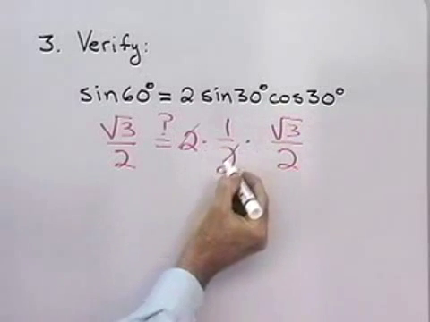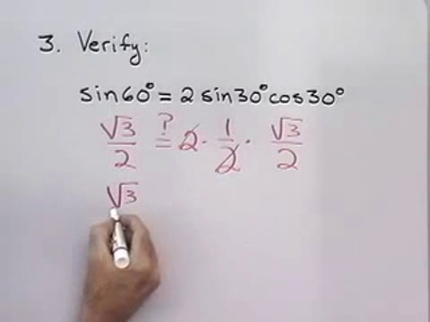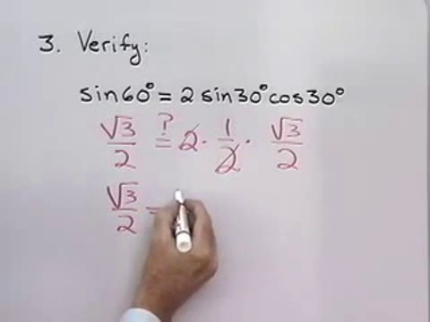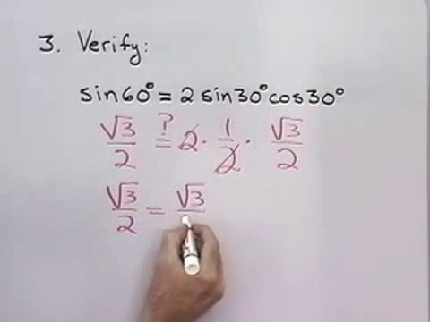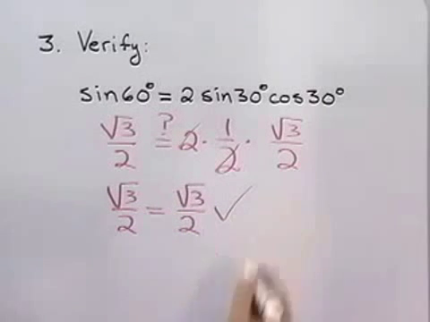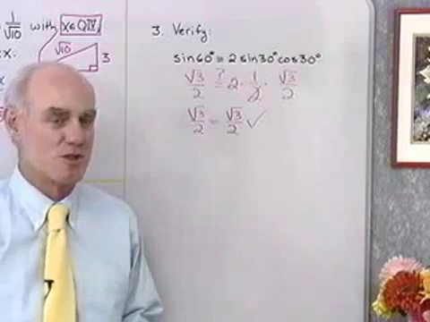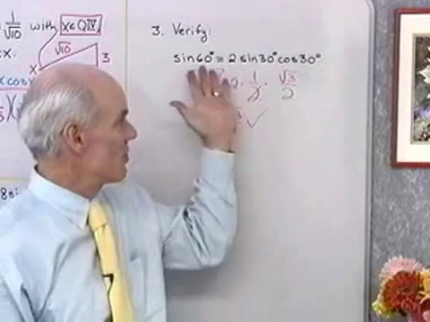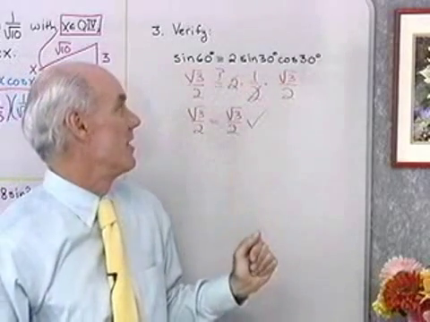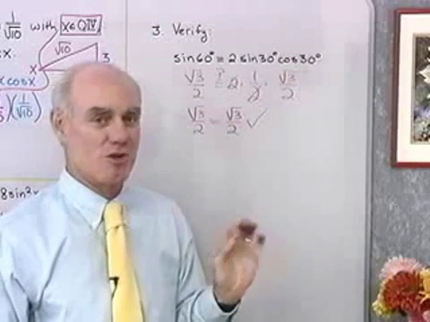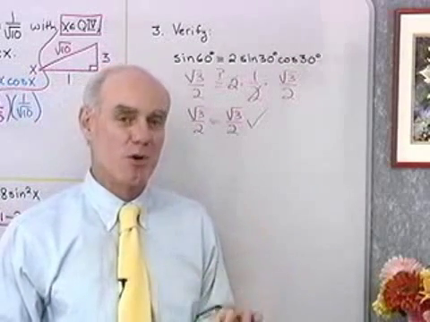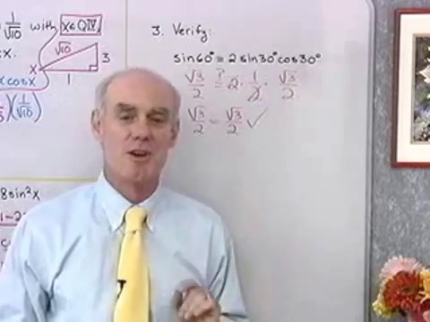Let's see, the 2's divide out. I have square root 3 over 2 equal to square root 3 over 2. So that does check, and I have verified that those two expressions are equal to each other, just so we can add some weight to these double angle formulas and show you that they actually do work out. Most important thing about the formulas in this section is that you have them memorized.